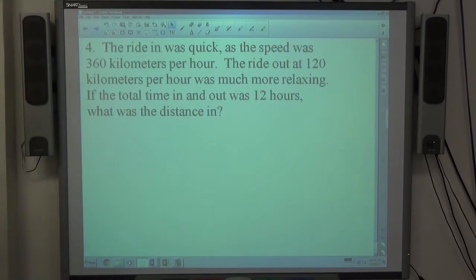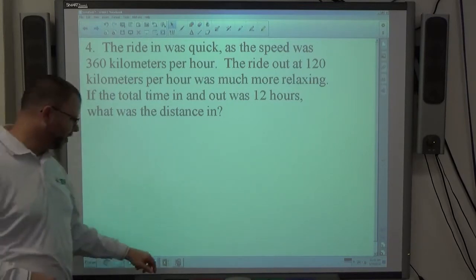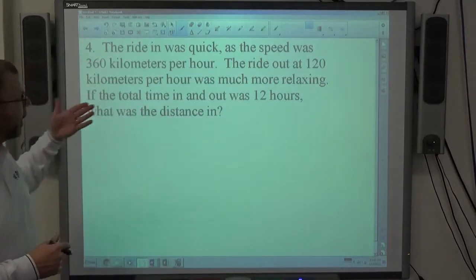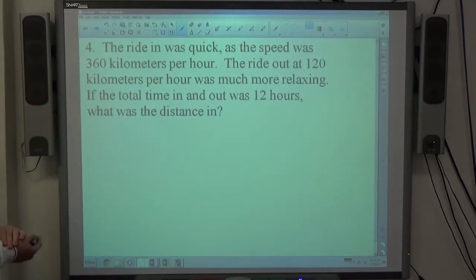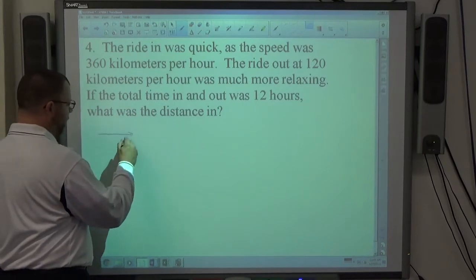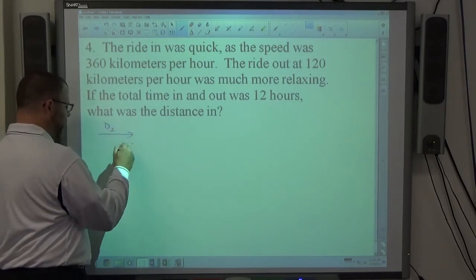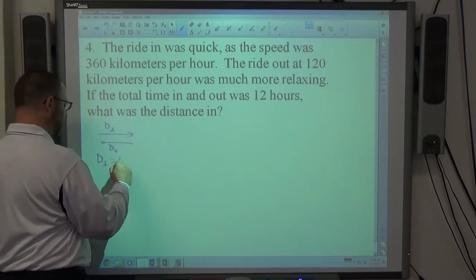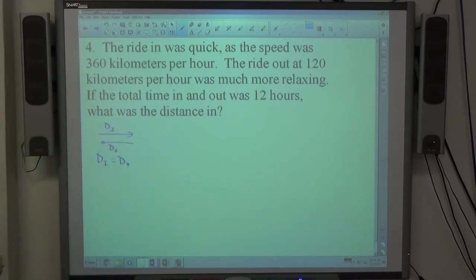Number 4, the ride in was quick as the speed was 360 kilometers per hour. The ride out at 120 kilometers was much more relaxing. Total time in and out was 12 hours. What was total distance? They don't specify this, but it seems like if I'm going in and coming out, chances are I'm going the same distance. So the distance in, the distance out, distances are equal to each other.